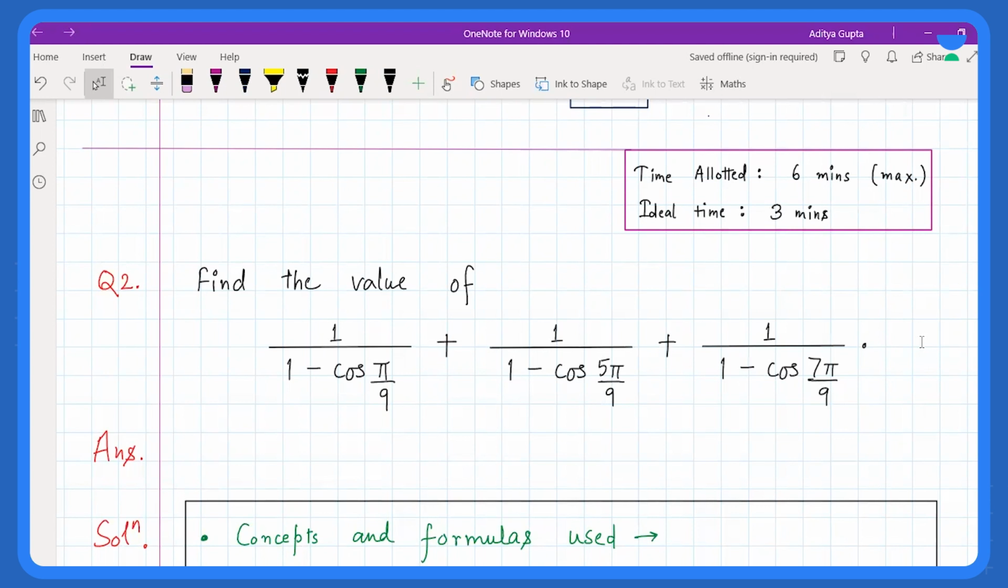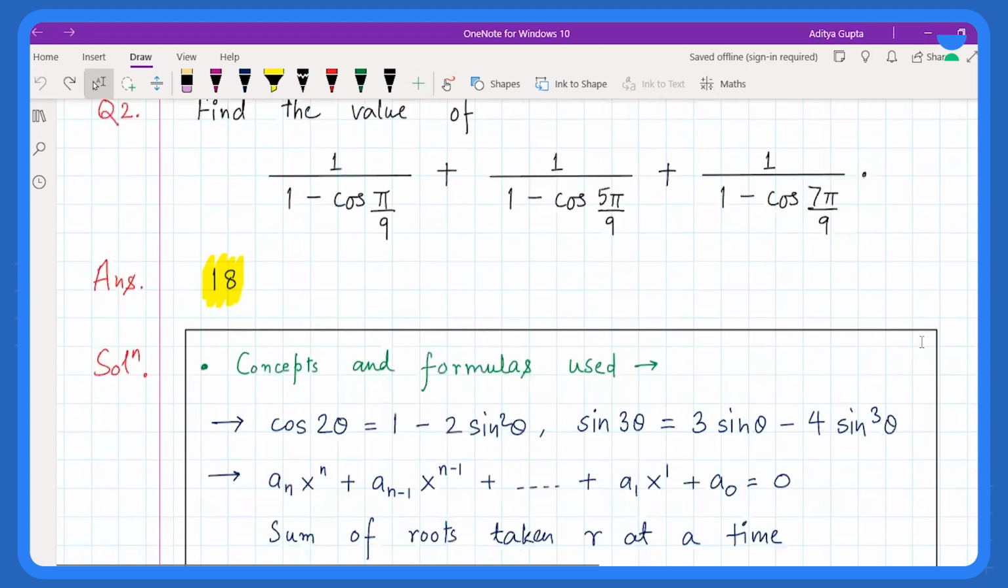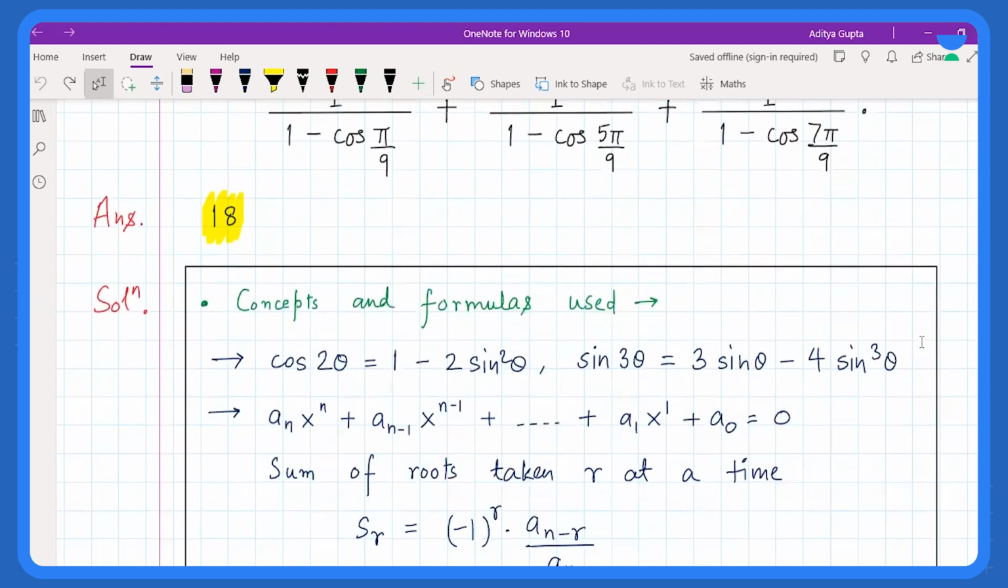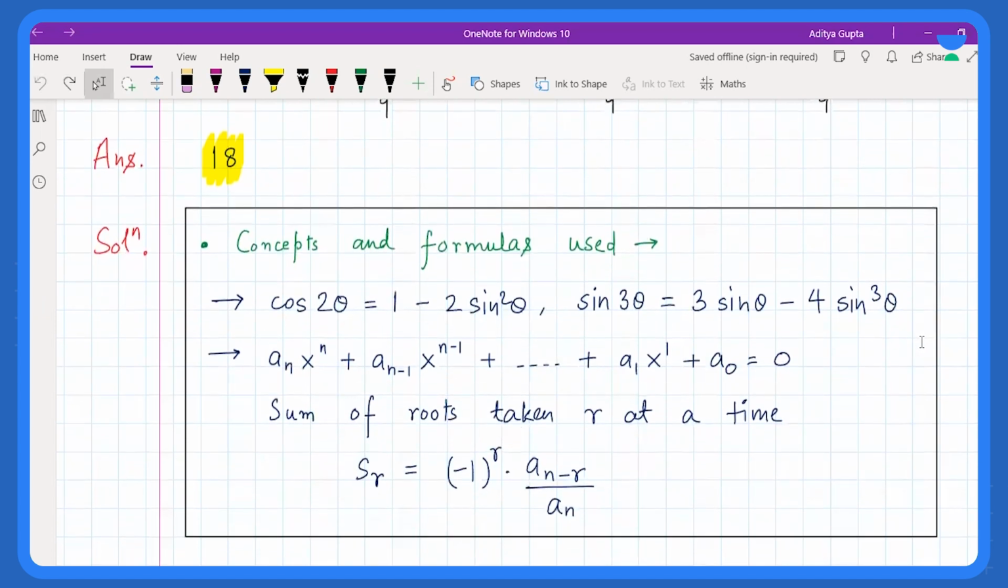The maximum time allotted would be 6 minutes, and ideally you should try to do it within 3 minutes. I hope you have tried the question, and now let us see how to solve it. First of all, the answer to this question would be 18, and you can see if you got it correct. The formulas that will be used here are cos 2 theta is equal to 1 minus 2 sine square theta, and sin 3 theta is equal to 3 sine theta minus 4 sine cube theta. These are very well known and basic formulas which we should be aware of.